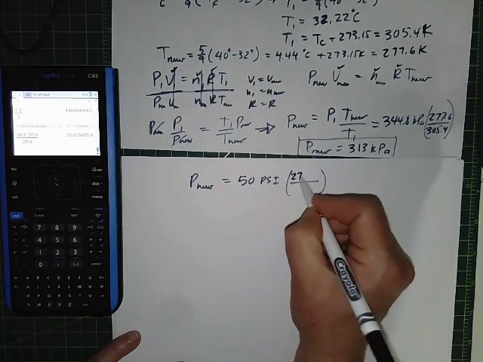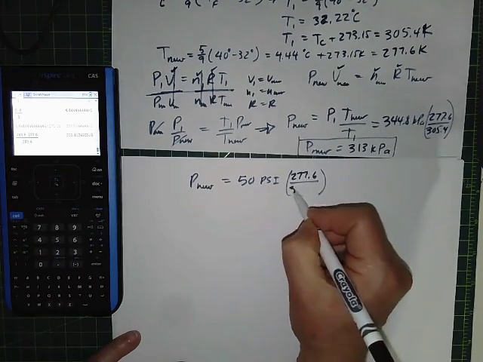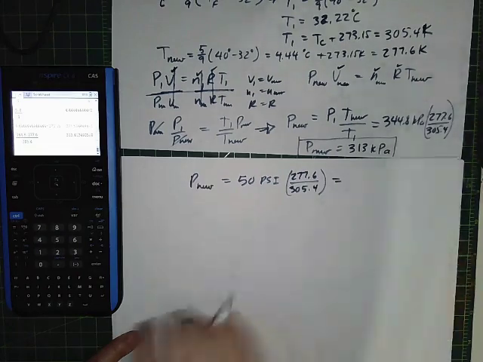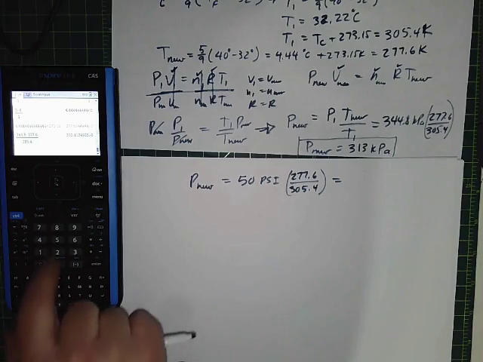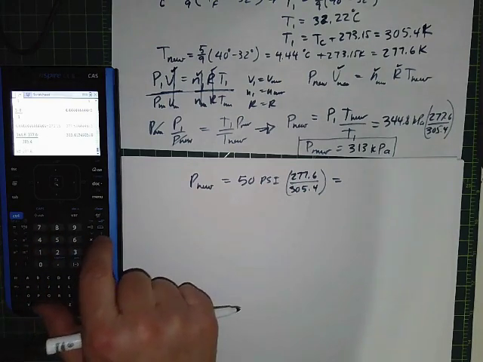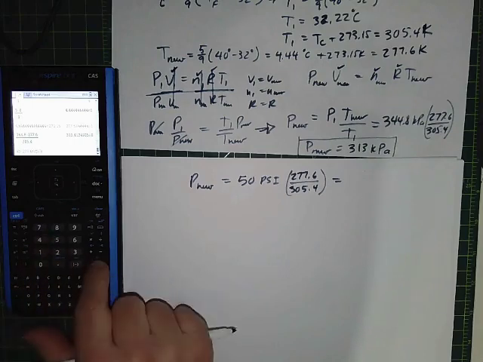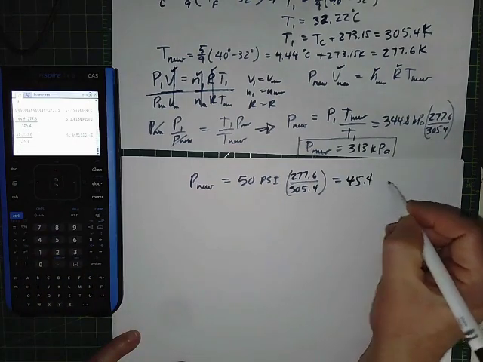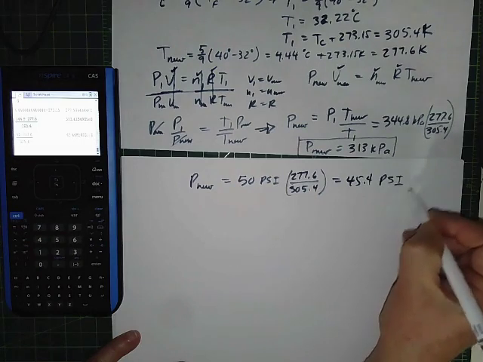So 277.6, 305.4 still need to be Kelvin, but we can then get the new pressure this way. So let's just do 50 times 277.6 over 305.4. So we get 45.4 psi is P nu.